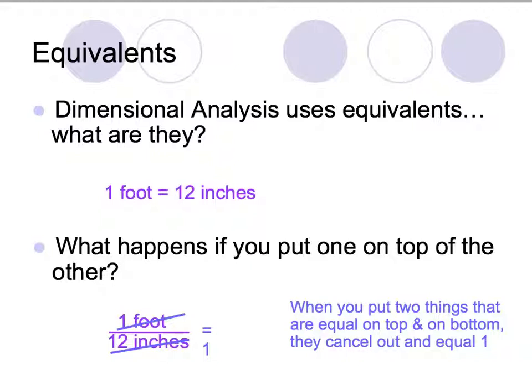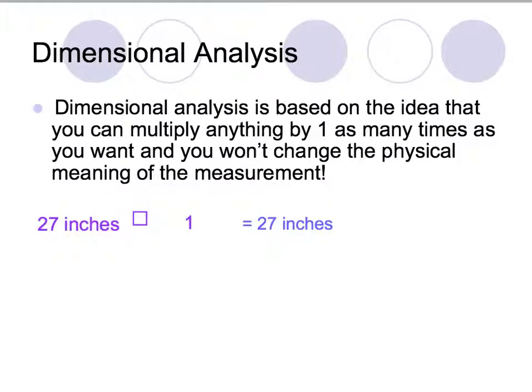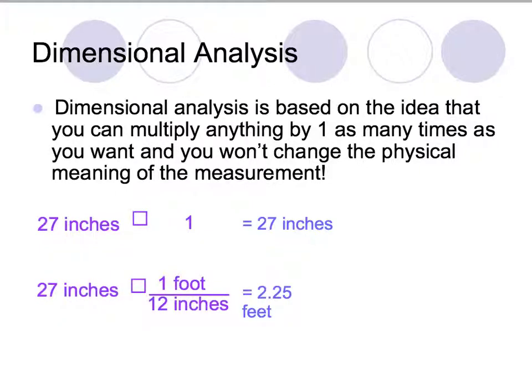They're equivalent. They cancel out 1 to 1. So it's 1. It doesn't matter if I write foot over inches or inches over foot. And that's the beauty of analysis. If you multiply anything by 1, the answer is the same. So for example, let's say I have 27 inches and I want to know how many feet that is. If I multiply 27 by 1, it's the same thing. But if I take 27 and multiply it by 1 over 12, which is just 1, the inches cancel out and we end up with feet.